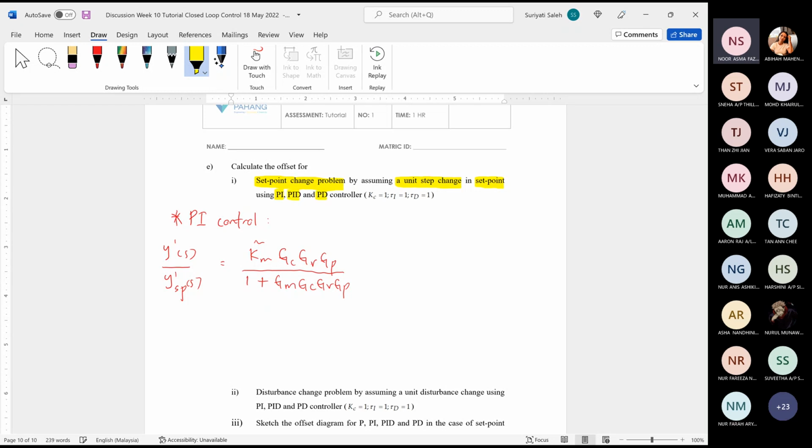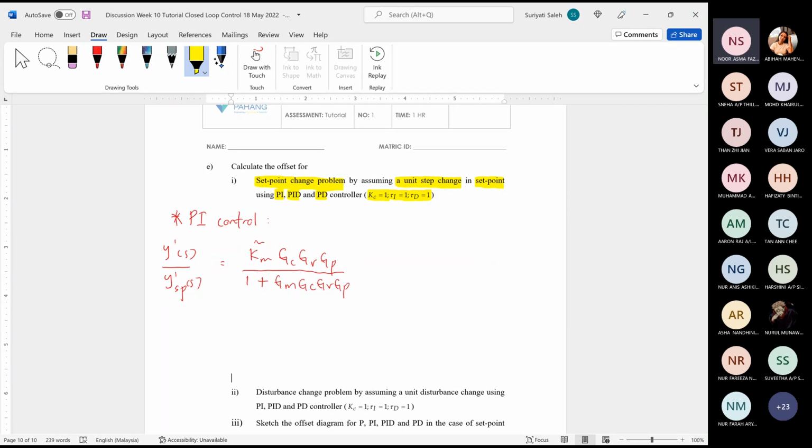The controller parameters are given: KC equal to 1, tau I equal to 1, tau D equal to 1. Meaning that in the previous question, where KC, tau I, tau D are not given, you need to have your answer in terms of expression. This is the thing you need to understand. If no value of KC, tau I, tau D is given, then do not assume it. Just leave it as it is in your expression.